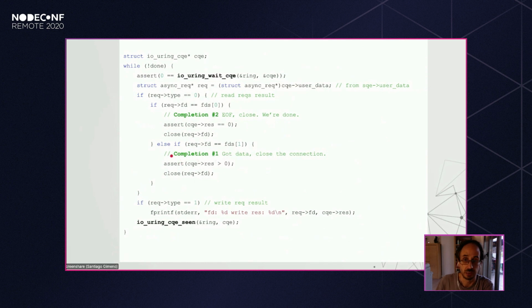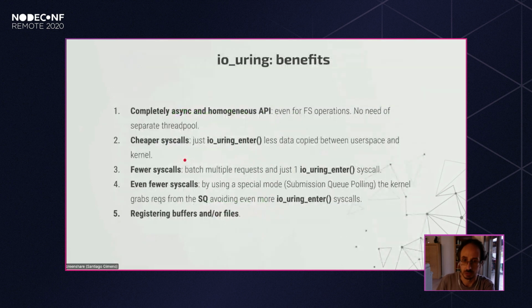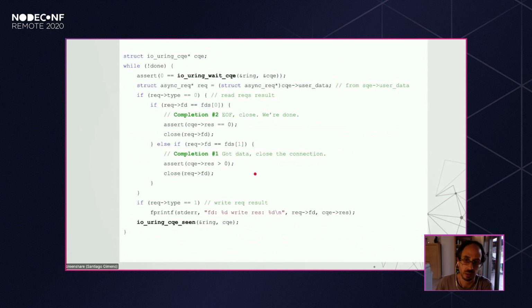So first, in the second socket, we'll retrieve the first completion because we will be receiving data. In the cqe res field, we will receive the number of bytes we have read, and then we can close the connection. The second completion will be on the other socket, which will detect that the connection has been closed. Notice that cqe res is 0, and then we close the socket as well.